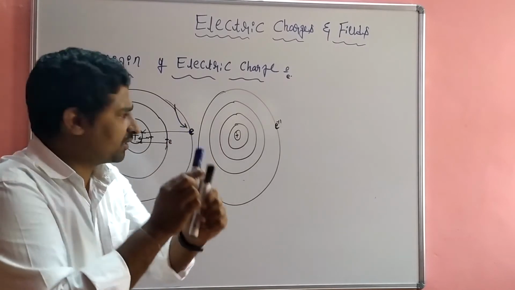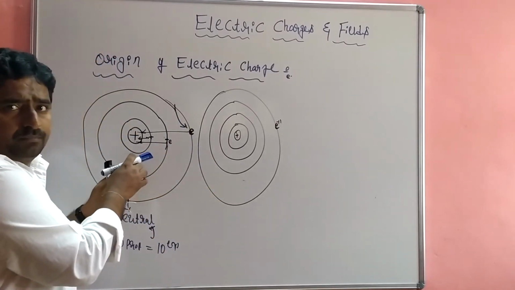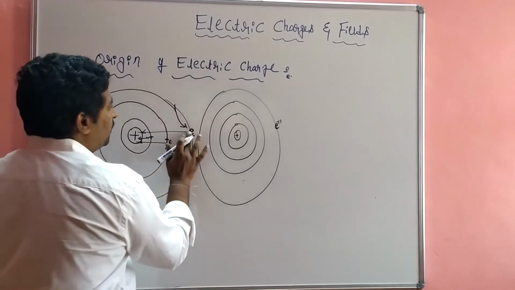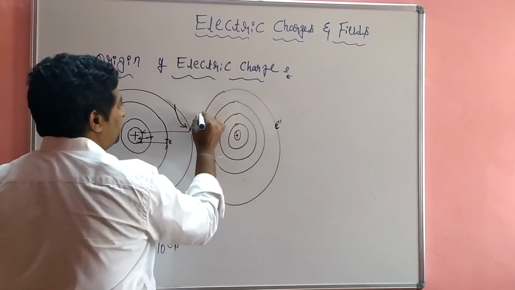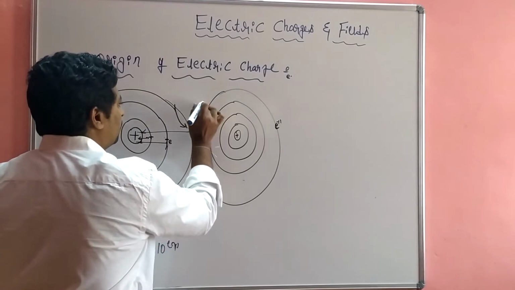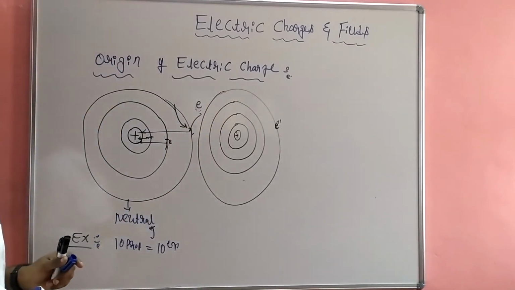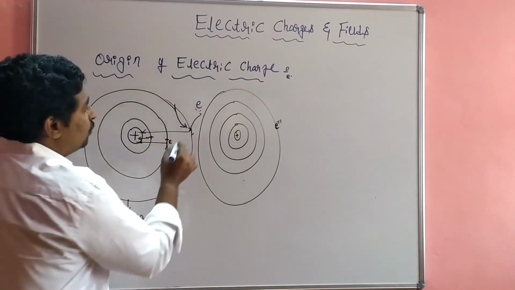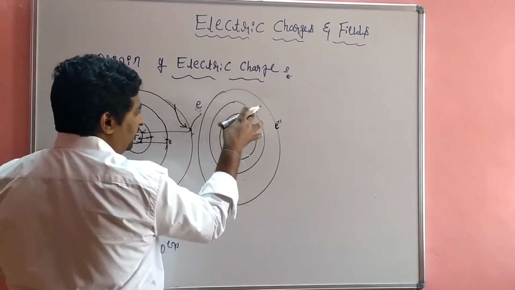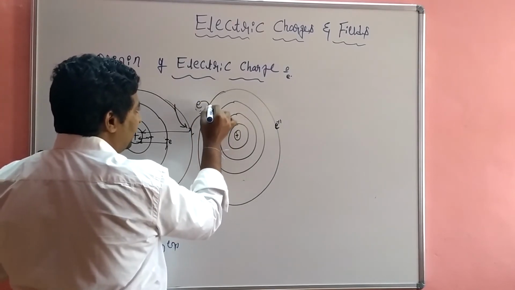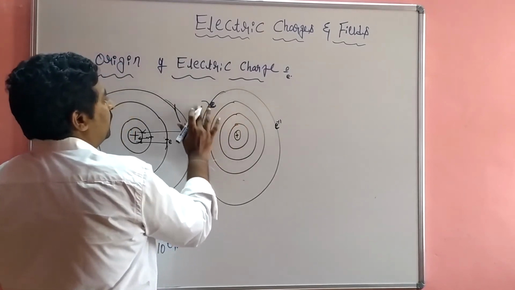When the two atoms are rubbed, each has its own property to lose what? Electrons. To lose the electron. So this is losing an electron, and that atom becomes neutral. This will be one property. The other is to gain the electron.